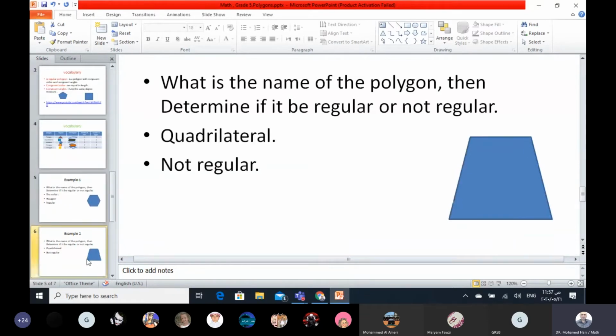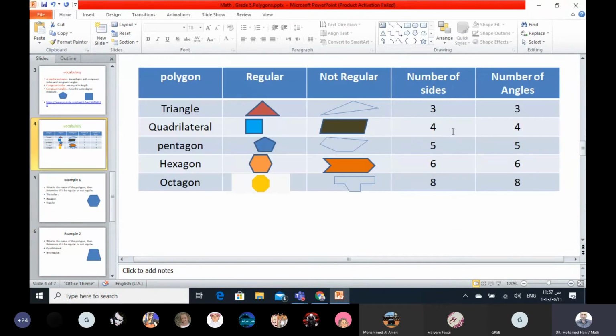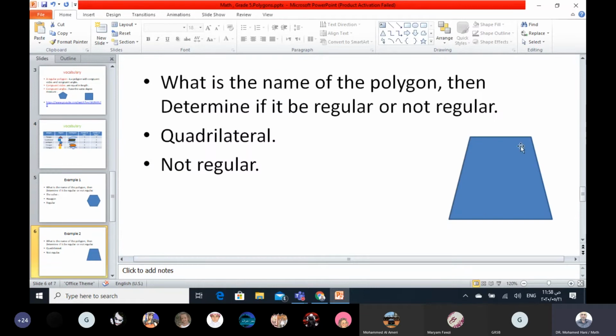The second example, the same question. What is the name of the polygon? Then determine if it is regular or not regular. Look at the figure here. We have 1, 2, 3, 4 sides. When you have 4 sides, what is the name? Quadrilateral. So the name of this figure is quadrilateral.